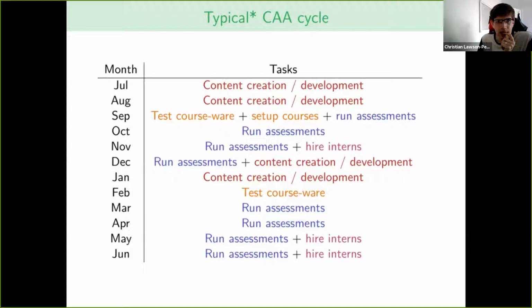Now, January, I'll note, is probably the quietest month from my experience of this. And in February, we resume semester 2, so we test Möbius again and its links with Blackboard. And between March and June, roughly ignoring February, we have a 16-week teaching period with assessments every 2 weeks, which require the same sort of work as in semester 1. And in May, we get to the point where we are hiring interns for the next cycle of content development for the next July and August. And in principle, this cycle repeats itself with some changes each year.